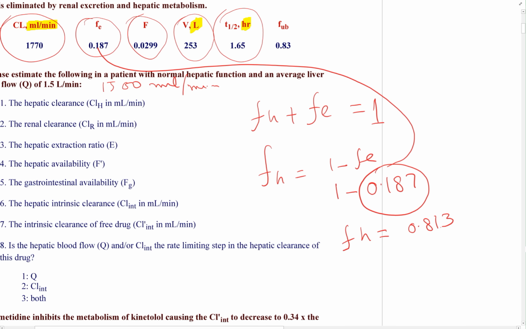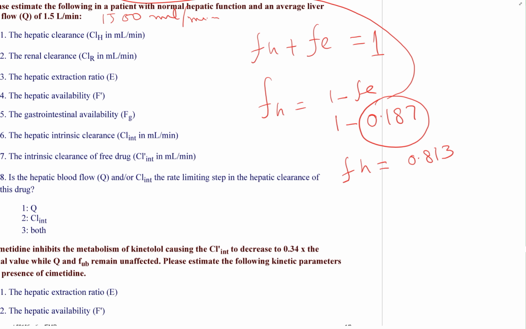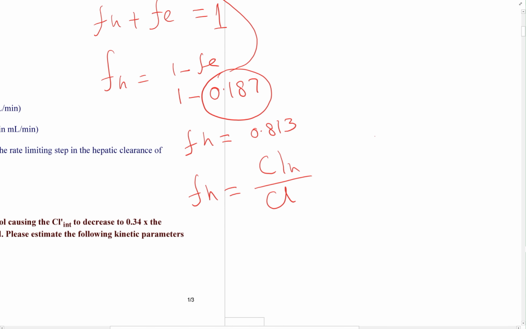And we also know the equation for fraction hepatic clearance would be CLH divided by CL. Always you have to remember, for example, if you are trying to calculate fraction in the urine, you put CLR divided by CL. Here we are asking for fraction hepatic, we put CLH divided by CL.